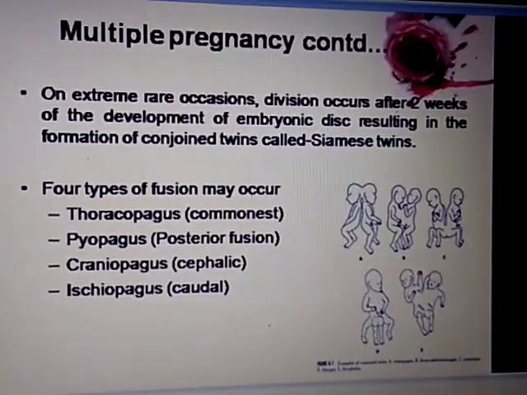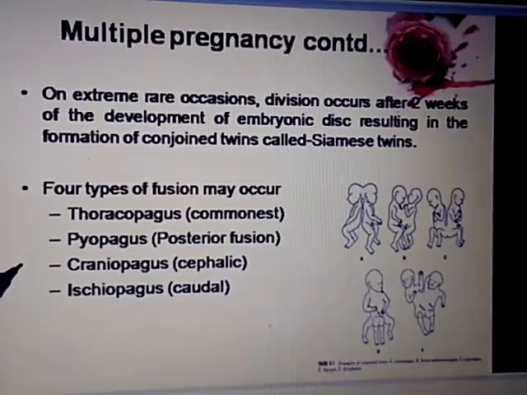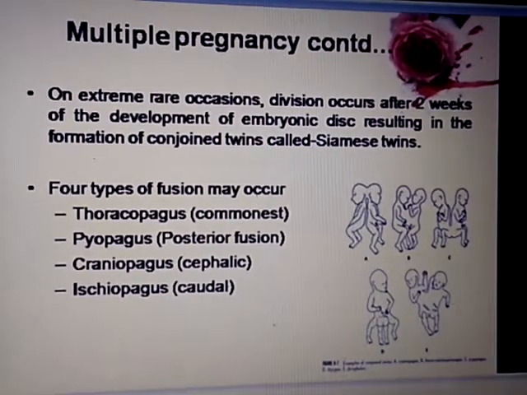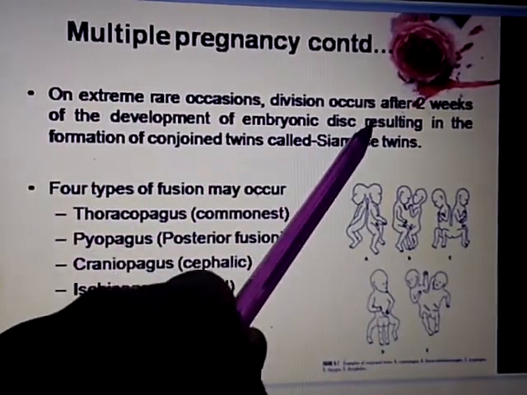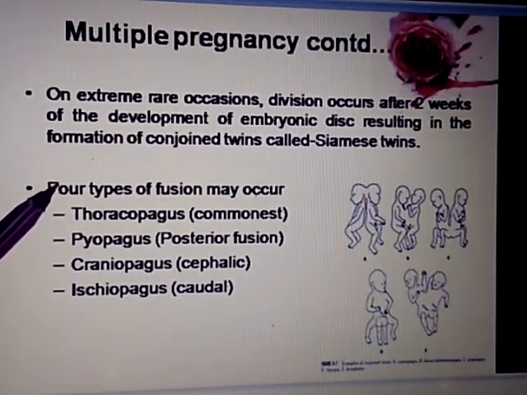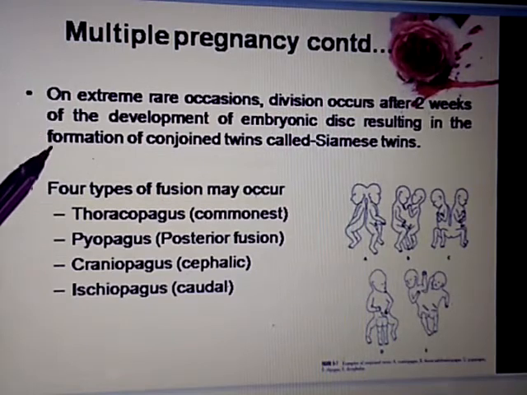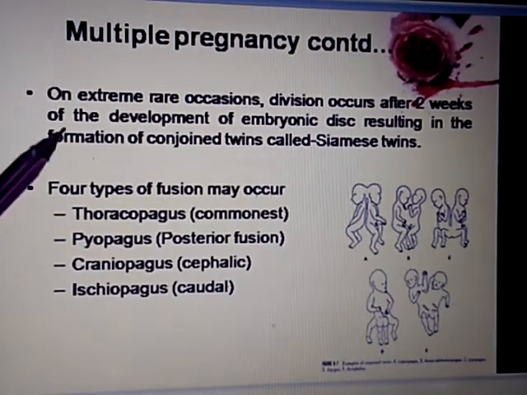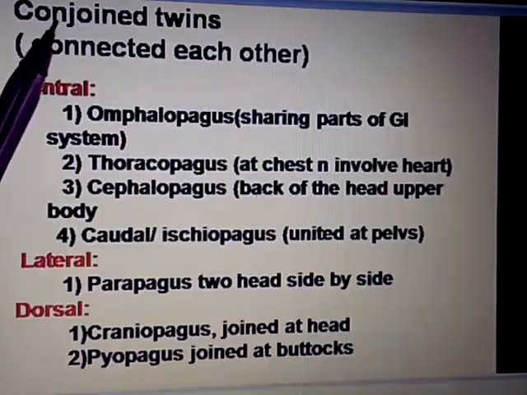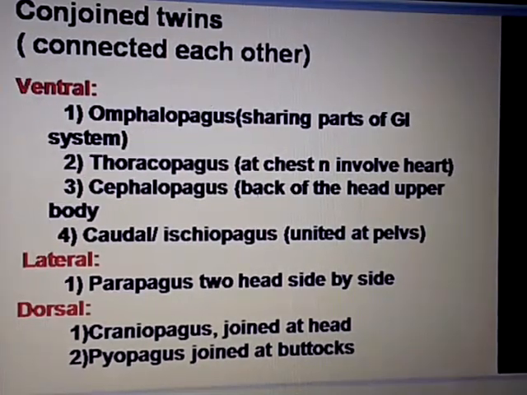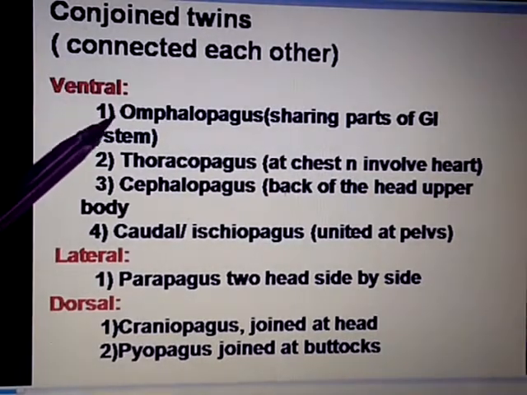On extremely rare occasions there is fusion of the embryos, that is, development of the embryo resulting in conjoined twins or Siamese twins. That means the development occurs after 2 weeks. Some of the varieties are Thoracophagus, Pyophagus, Craniophagus and Ischiopagus. In conjoined twins, the twins are connected to each other.